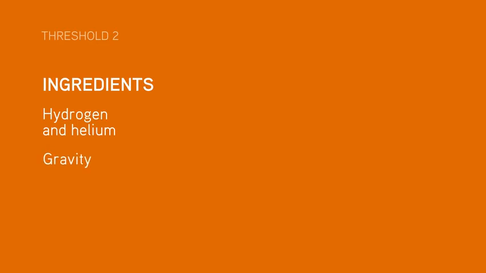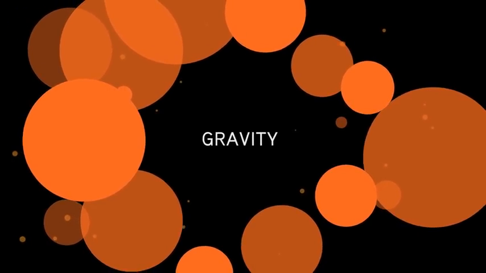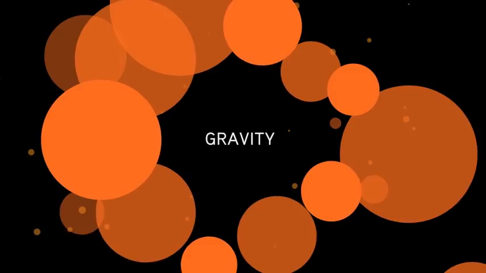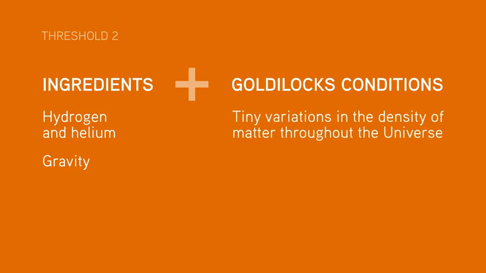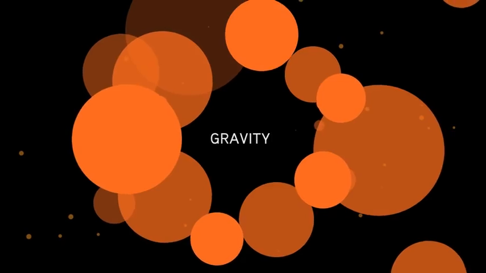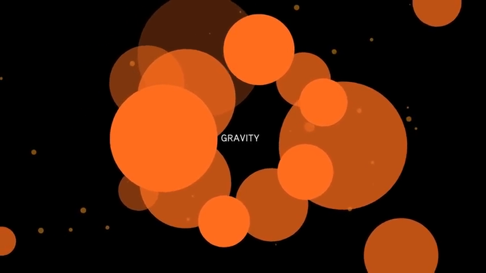Add gravity, and now you have the ingredients for our second threshold, the formation of stars. Here's what happened next. Wherever there is slightly more matter, gravity is more powerful. So tiny variations in the density of matter became the first Goldilocks condition for this second threshold. Gravity packed slightly denser regions ever closer together, squashing them so tightly that they began to heat up.